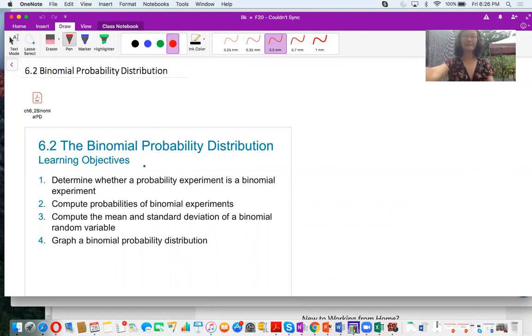Learning objectives. Determine whether a probability experiment is a binomial experiment. Compute probabilities of a binomial experiment. Calculate the mean and standard deviation of a binomial random variable. Finally, graph a binomial probability distribution.